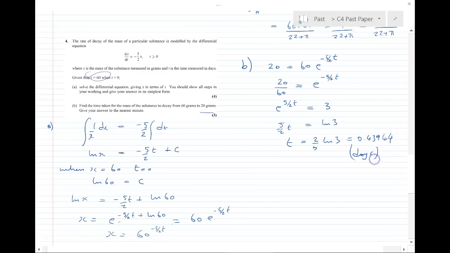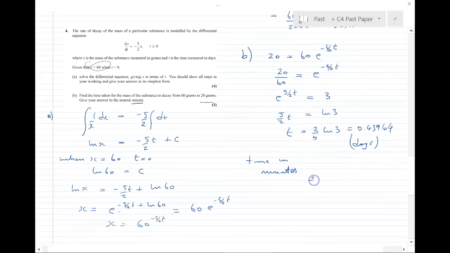But it wants the time in minutes. So time in minutes is going to be equal to that number, which converted into hours would be times by 24, and then converted into minutes, that would be times by 60, which when I work that out to the nearest minute, is 633 minutes.